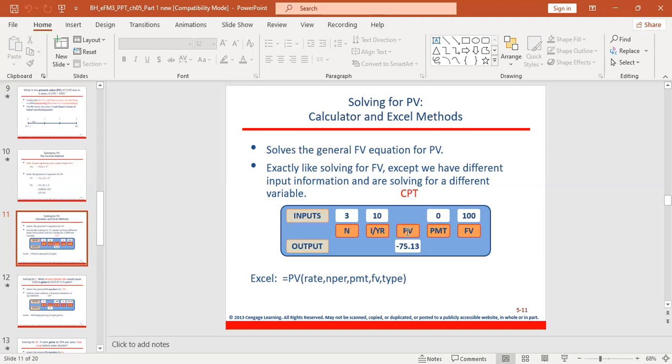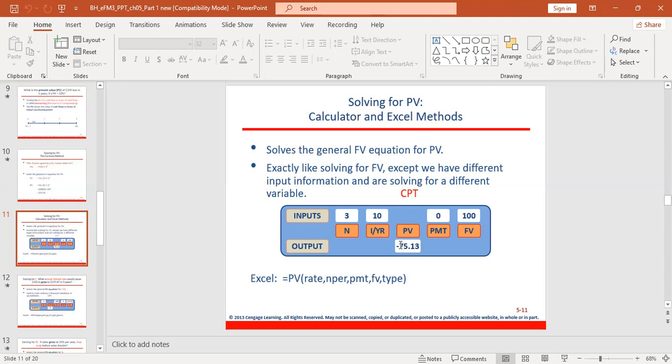Then you come here. Before you press PV, you press CPT, which means compute. Then you press PV, and you will get minus 75.13. So can you get this value? Yes. All right, so it means you are becoming an expert in using the calculator now.